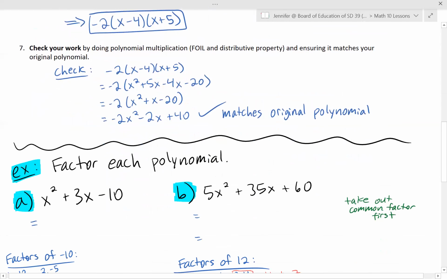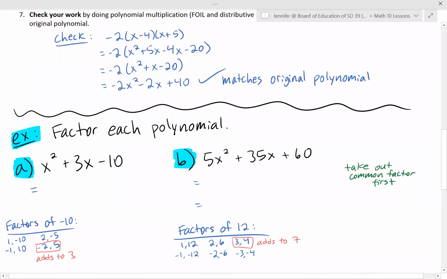Let's go over a couple examples. So I've written most of this already, but I'll write the actual steps as we go. First, we have to write this in order of descending power. That's already done. And then the second step would be remove any common factors. There's no common factors here. So I can go right to drawing my two sets of brackets that will be filled in.